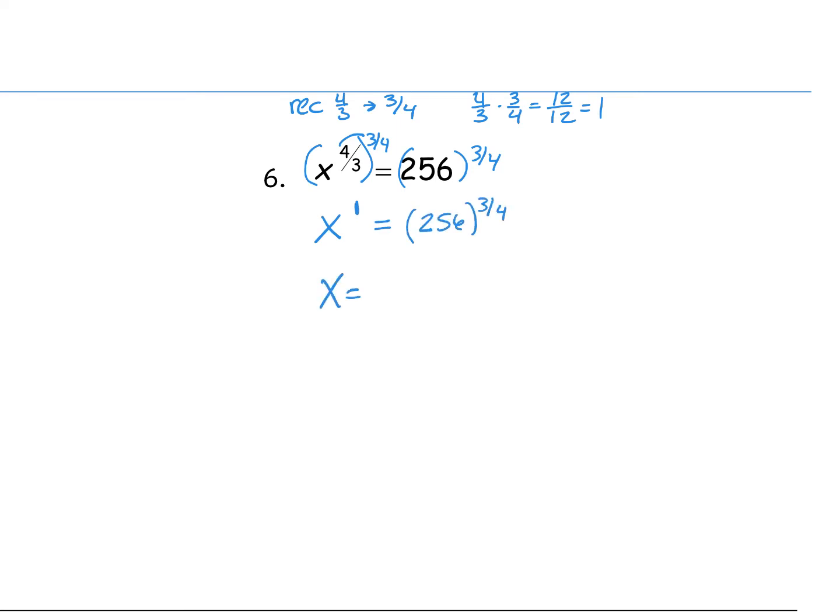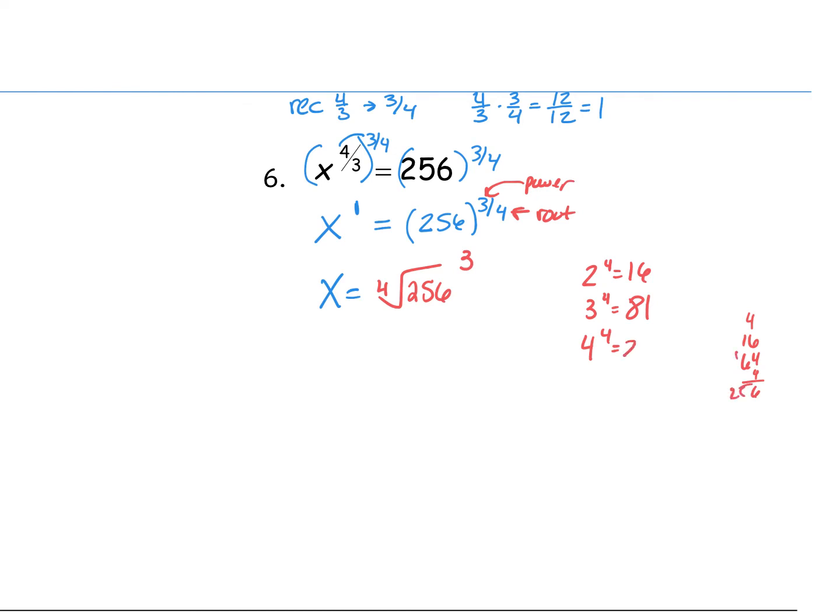So again, the bottom number is the root, the top number is the power. So I'm going to take the fourth root of 256, and then that's going to be cubed. So let's think. Fourth power, so it's not 2 to the fourth power, 16. 3 to the fourth power: 3, 9, 27, 81. 4 to the fourth power would be 4, then 4 times 4 is 16, times 4 is 64, times 4 is 256. So it is 4. So 4 to the fourth power is 256.